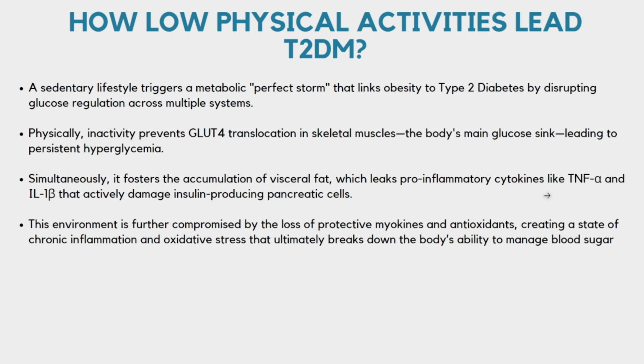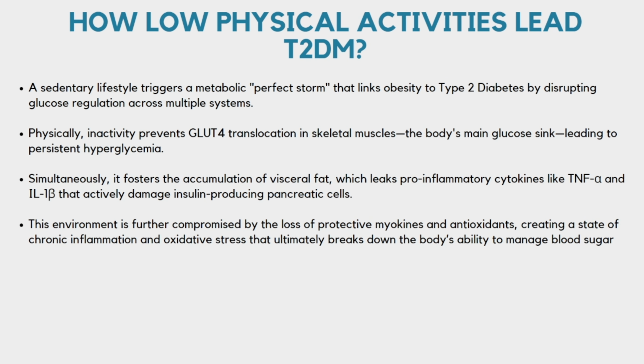So this state is further characterized by elevated levels of inflammatory mediators, the latter of which directly impair pancreatic beta cell function and promote beta cell apoptosis, reducing insulin secretion. So that one is more focused on the pancreas part.